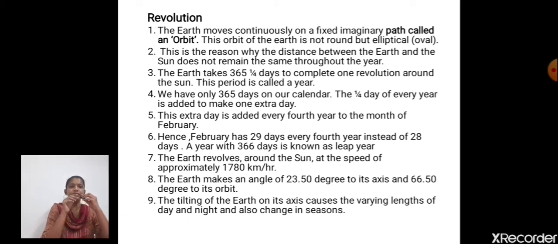So the axis is tilted when the rotation and revolution is taking place. As the earth moves throughout the year, it creates a pattern, and this pattern happens over and over again. This pattern makes seasons. The part of the earth which is leaning towards the sun experiences summer, and the part which is not leaning towards the sun experiences winter. In between these two, we have spring and autumn. If the earth is not tilted, we would experience the same season throughout the year.